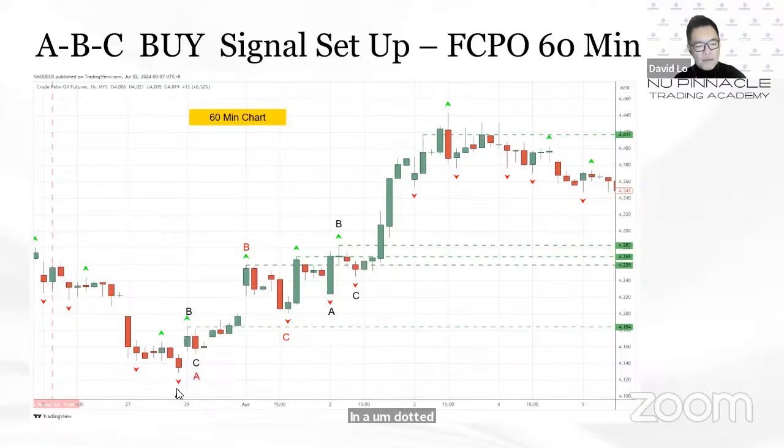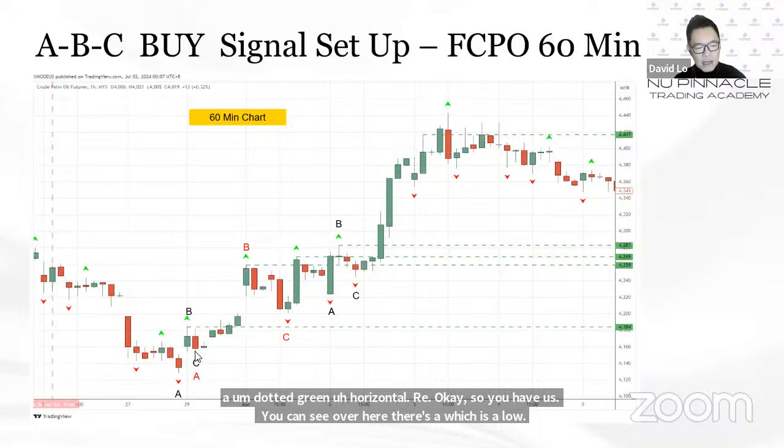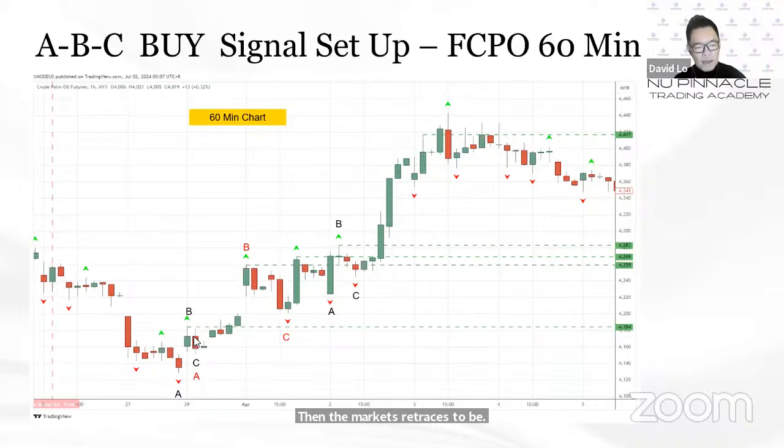So you can see over here, there's an A, which is a low, then the market retraces to B, then comes back down, but C doesn't go below A. If it goes below A, then it invalidates the signal. Then subsequently it goes up and breaks B. So the action to buy is actually this bar right over here, if you can see my cursor, which breaks through, and this is where you actually take action to buy. And you can see other subsequent waves going up, and you have more ABCs formed.